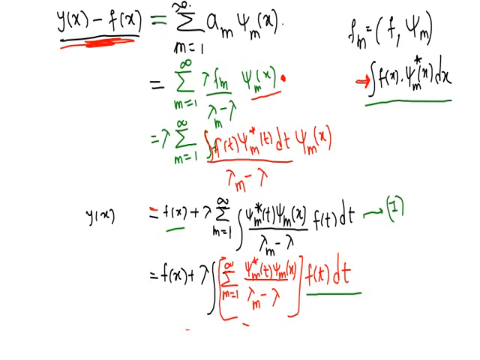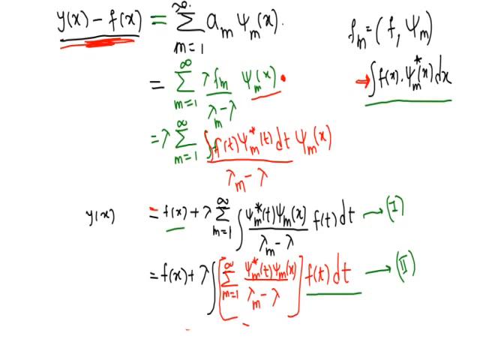So from expression 1 to expression 2, how did we arrive at this? I have interchanged the order of integration and summation. And why is that allowed? It is allowed because the series we have here is uniformly and absolutely convergent. And how do we know that it is uniformly and absolutely convergent? That is by the Hilbert-Schmidt theorem.